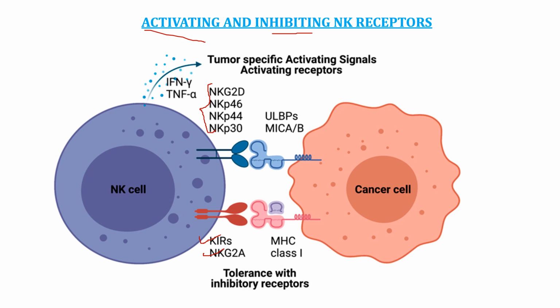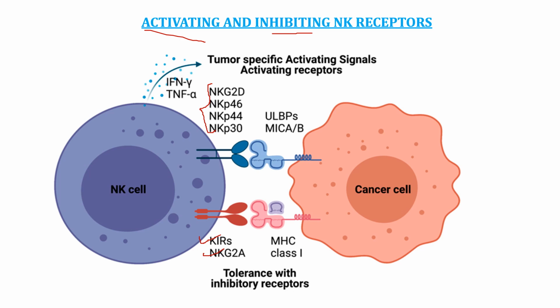That means they block the killing activity. The activating molecules, or we can say the activating receptors or markers, trigger NK cell cytotoxicity if the inhibitory receptor is not occupied. Only then does the activating receptor bind to its ligands, MICA and B, and trigger the cytotoxic activity of the NK cell.